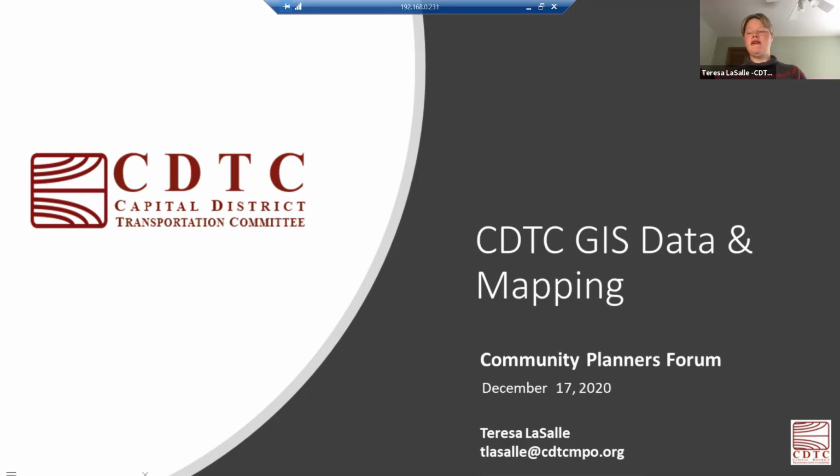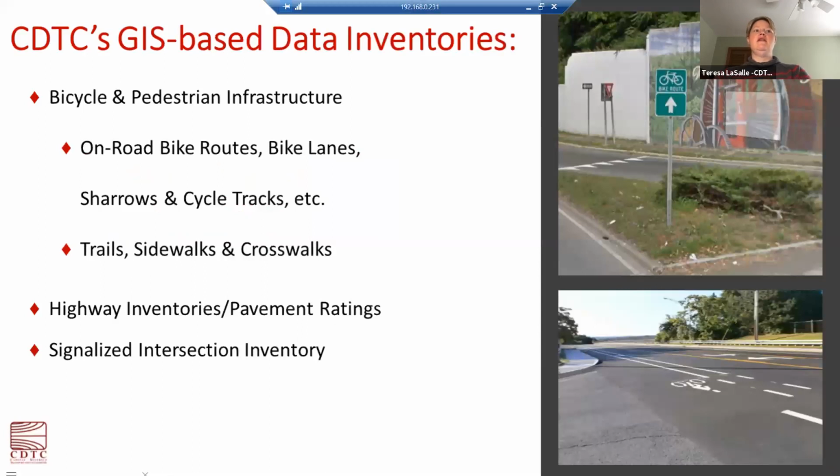Okay, hello everyone. As Sandy noted, I'm going to give an overview of CDTC's GIS-based data inventories and online mapping applications. Most of CDTC's GIS-based inventories are focused on bicycle and pedestrian-related infrastructure, and that is mainly what we'll be covering today. These include on-road bike routes, bike lanes, sharrows, cycle tracks, trails, sidewalks, and crosswalks. Additionally, CDTC collects and maintains data on pavement surface ratings, and our newest inventory is our signalized intersection inventory.